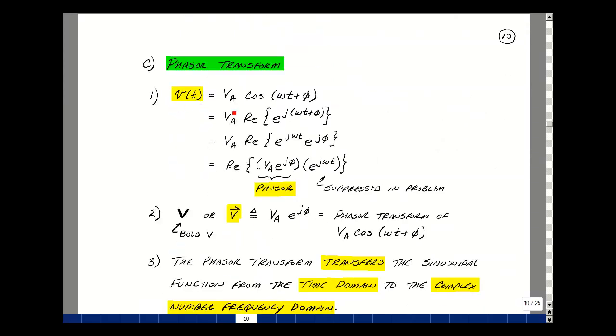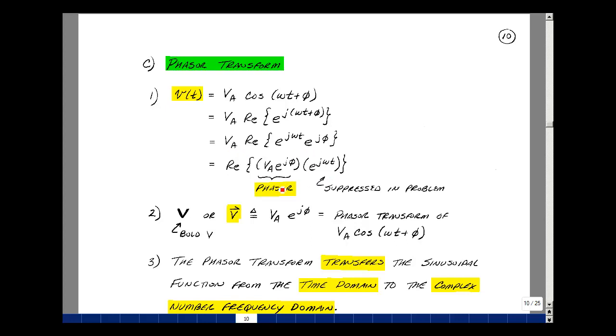Given v of t as having some amplitude, some angle, and some frequency, as v sub a cosine of omega t plus phi, we could write the cosine as the real part of e to the j of this argument of omega t plus phi. We can also write this as e to the j omega t times e to the j phi. When you multiply these two, their arguments add, and we get back to this. I'm going to bring this scalar v sub a inside, because it is just a scalar, and I'll put it with the second term.